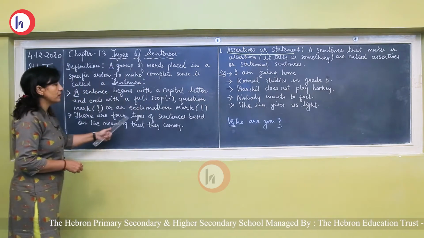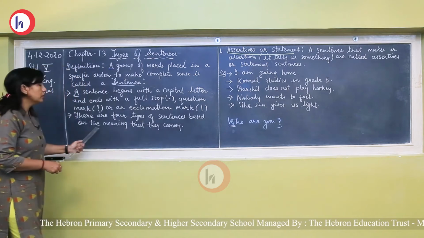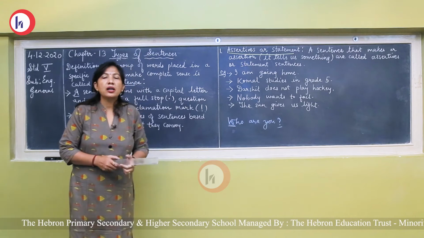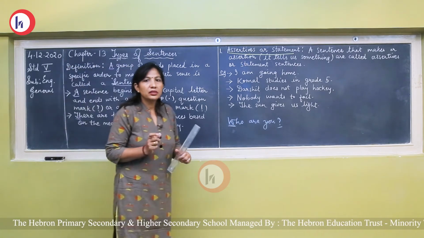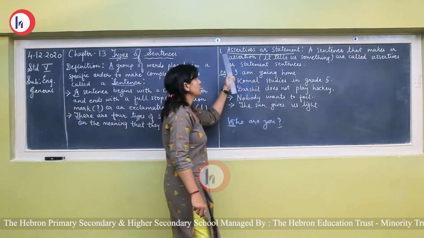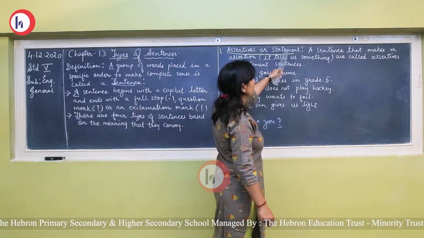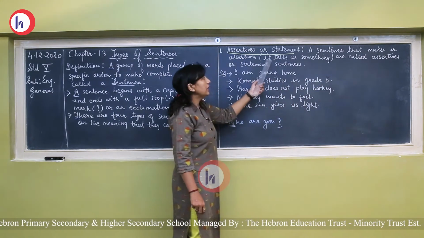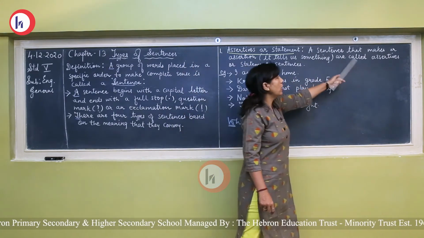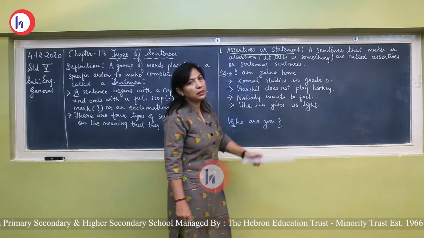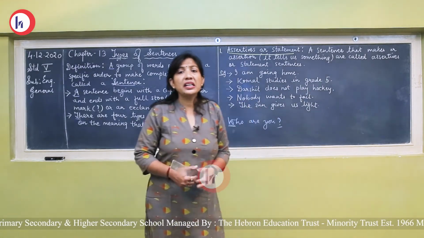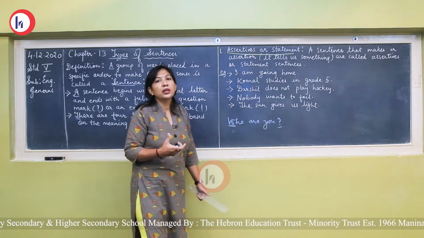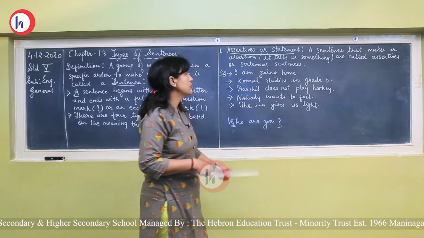There are 4 types of sentences based on the meaning that they convey. Means according to the meaning, we are differentiating the types of sentences. First is assertive or statement. A sentence that makes an assertion, it tells us something, is called an assertive or statement sentence. Means that it conveys the meaning, it gives something, it tells us something. Then we get the meaning of the sentence.